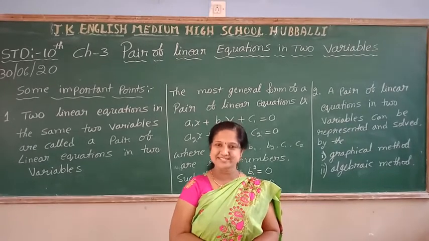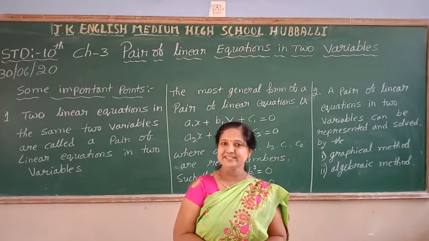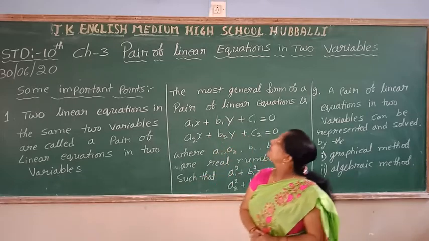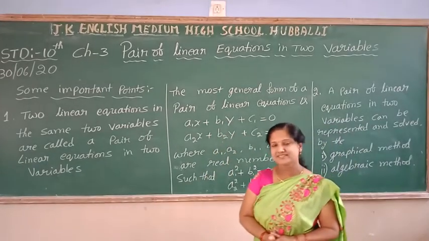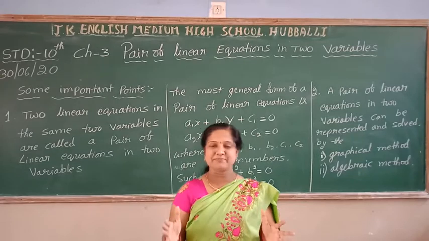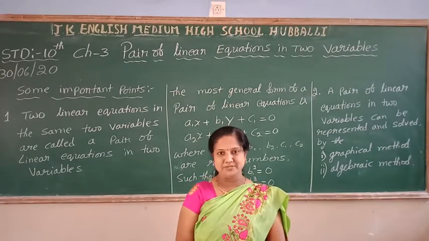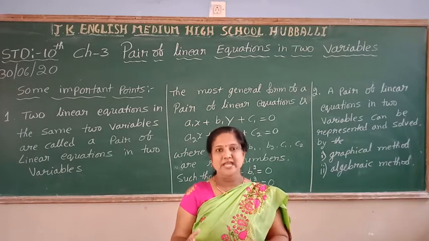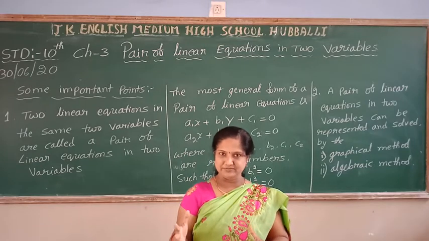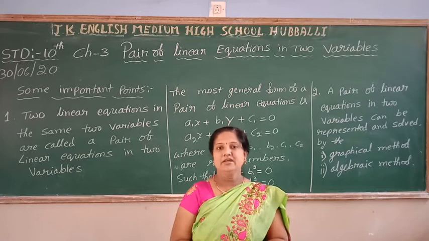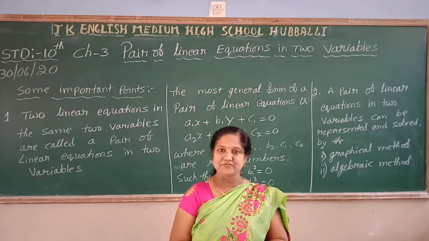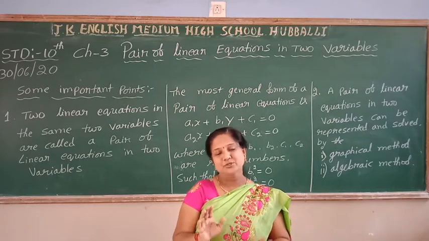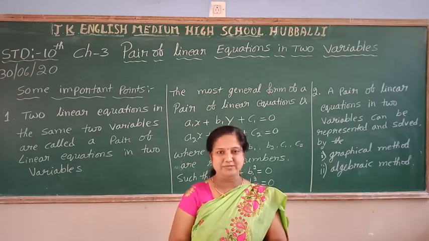I am going to start today chapter 3, that is pair of linear equations in two variables. So the chapter name is pair of linear equations in two variables. Already you know before, linear equations means what? Any equation in which the highest power of the variable is 1, we are going to say it is a linear equation. Here, in this equation, two variables will be there.